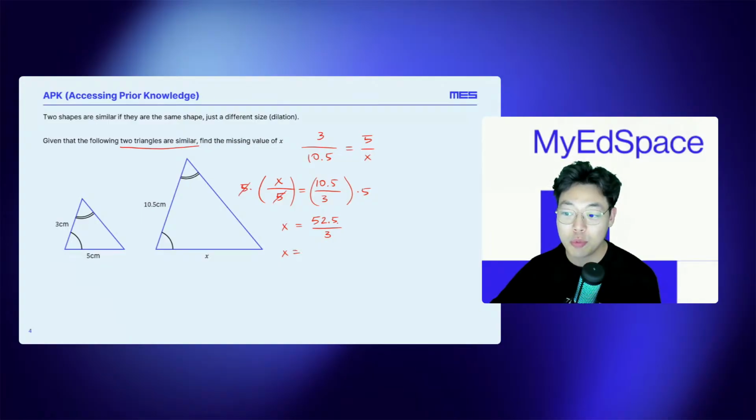3 goes into 52.5 wholly about 17 times. 17 times 3 is 51. And then we're left with 1.5 divided by 3, which is 0.5.